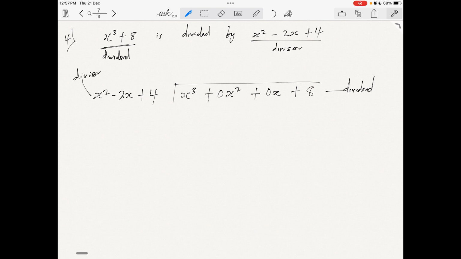Alright, so in that scenario, we know the first thing to do is to divide the first term of the dividend by the first term of the divisor. So in that case, we are dealing with x squared. Okay, I'm trying to capture this.